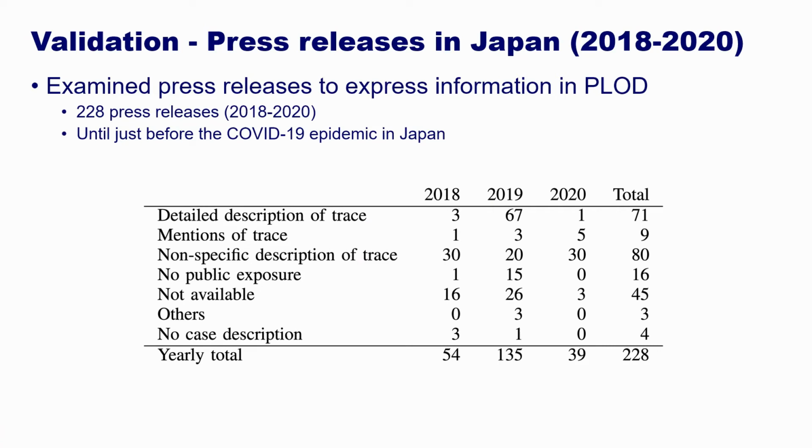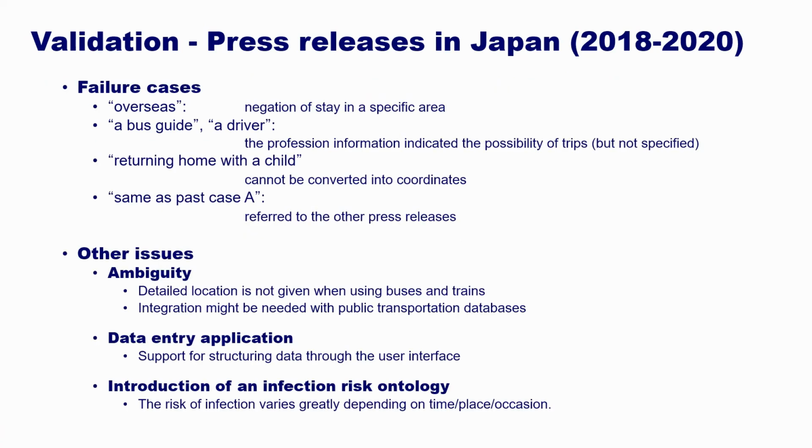For validation of the expressive power of the proposed framework, we collected press releases of infectious diseases and examined their contents. And, we found cases where the proposed framework will not work, unfortunately. First, some press releases contain negation of stay or visit to a specific area. Second, some releases contained information of patient profession, which suggests possibility of trips, but they are not specified. Third, there is some locational information which cannot be converted into coordinates. Lastly, there are cases that have references to other press releases. And thus, we are currently and continuously making revisions to make it more useful.